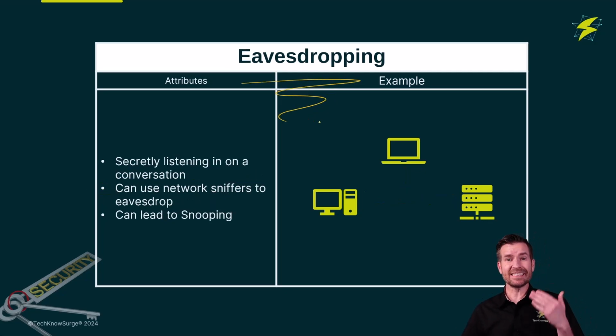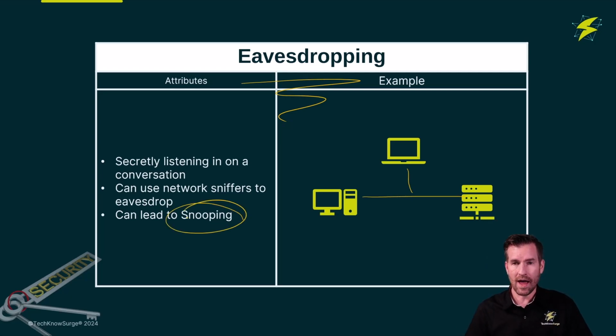Eavesdropping is when you listen in to a secret conversation. It could be just you're listening in with your ear at the door to a conversation that you're not supposed to be listening to, or it could be on your networks using something like a packet or network sniffer to be able to listen to that traffic. And that can also lead to snooping, where you actually gain access to data that you're not supposed to have.